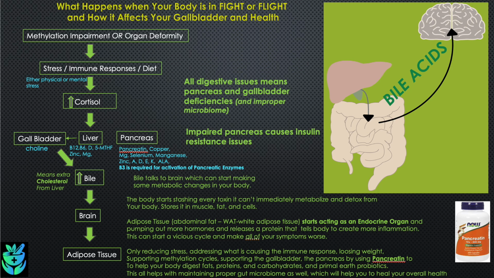Now, if you have methylation impairments and you add stress on top of this, it will crash this whole process. And this is where you start getting infections, bacterial overgrowths, parasites, and toxin buildup inside of your gut. Now, leftover cholesterol is one of the components of bile, and this would build up in your blood. The bile also talks to your brain, which can also start making some metabolic changes.